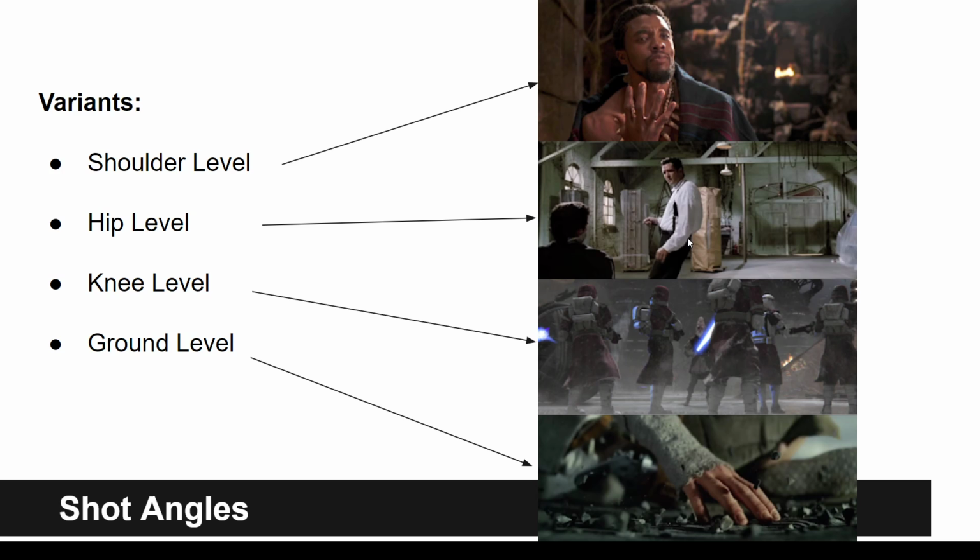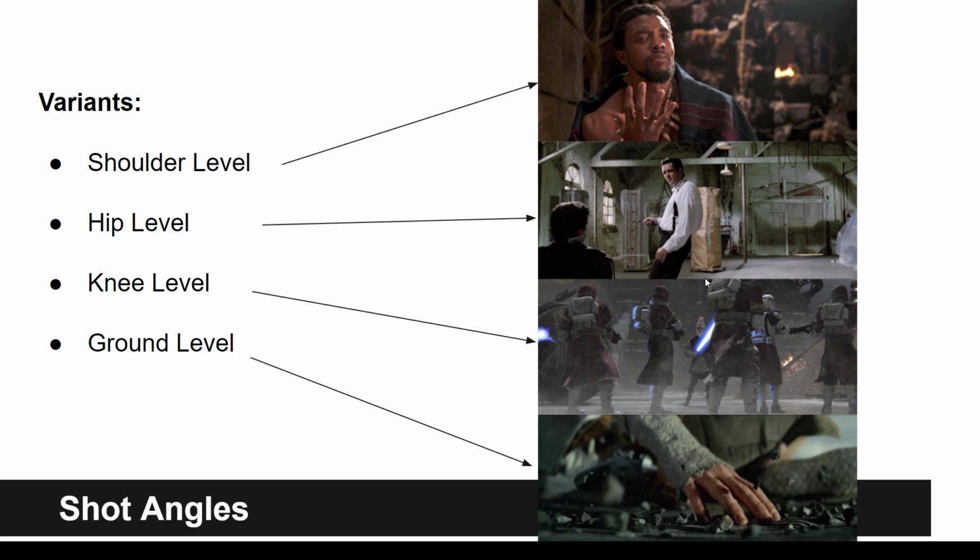Hip level is where we're down where that character's hip is. In this case, from Reservoir Dogs, it's also conveniently putting us at eye level with this character who's being tied up and about to be tortured, essentially.